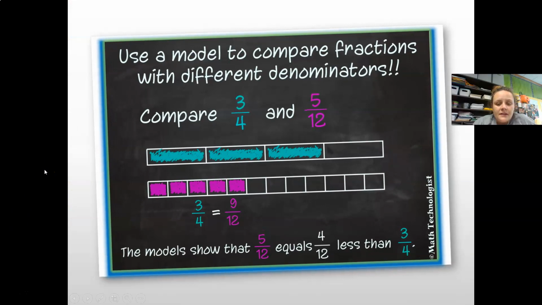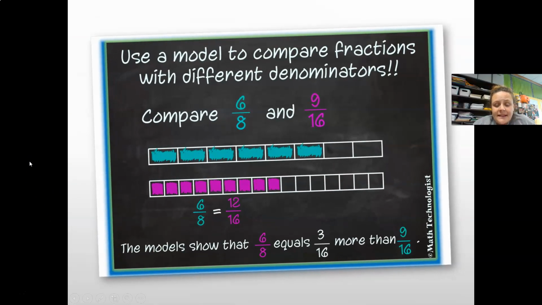How about 3/4 and 5/12? Well, we've got the same size candy bar, but this one's split into fourths. This one's split into 12ths. So we've got our 3 colored in, 3/4, and we've got our 5/12 colored in. Now they wanted to point out here that in order for them to be equivalent, or the same, we'd need 9/12, right? But we only have 5 of them, so definitely 3/4 is larger.